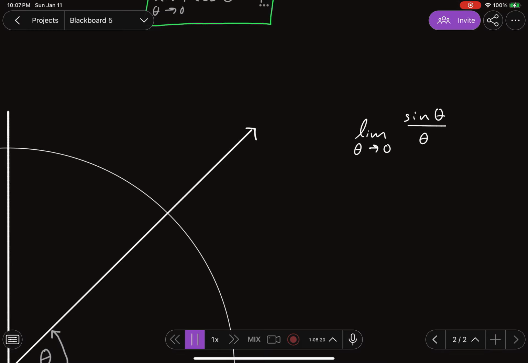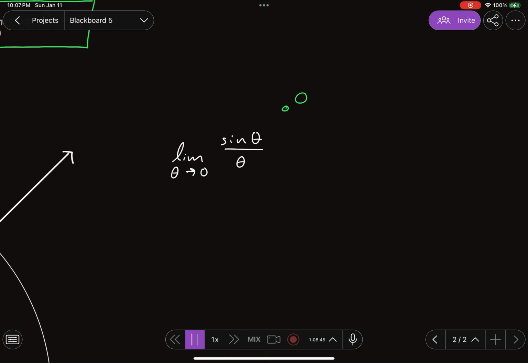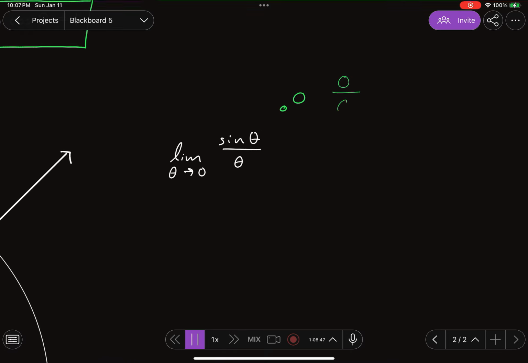Notice this. I cannot simply pass the limit through. In my numerator, I will have 0. In my denominator, I would also have 0. We just proved that the limit as theta approaches 0 of sine of theta is equal to 0, and the denominator is certainly going to 0, so we can't pass the limit through, but we still want to observe what this limit is. So we call that an indeterminate form, 0 divided by 0. Not good.